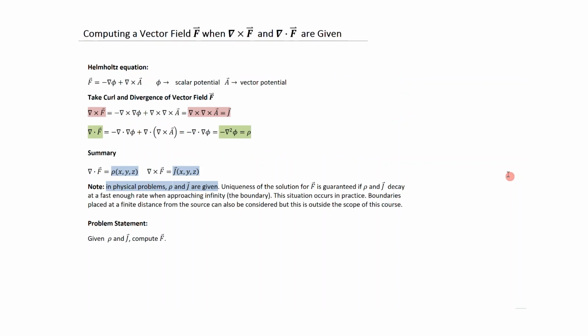All right, so next thing is to figure out how we're going to solve problems, particularly how to determine the field F.